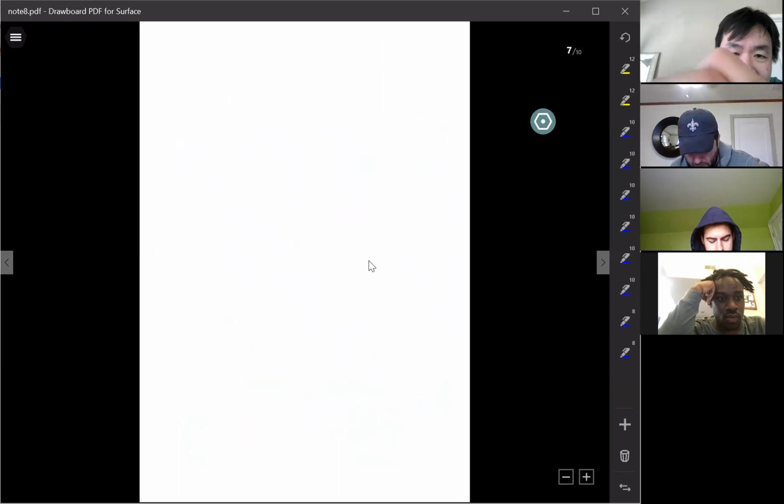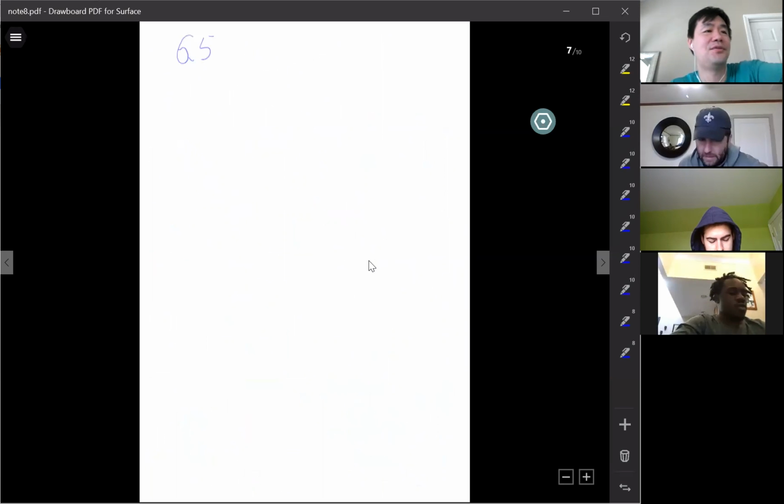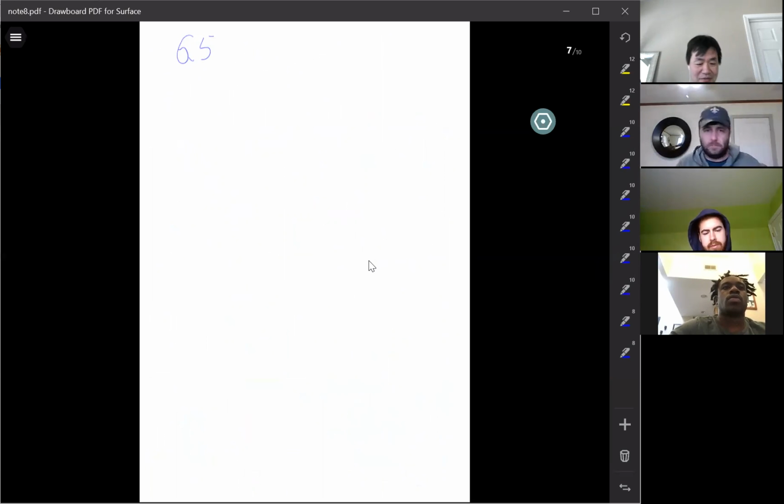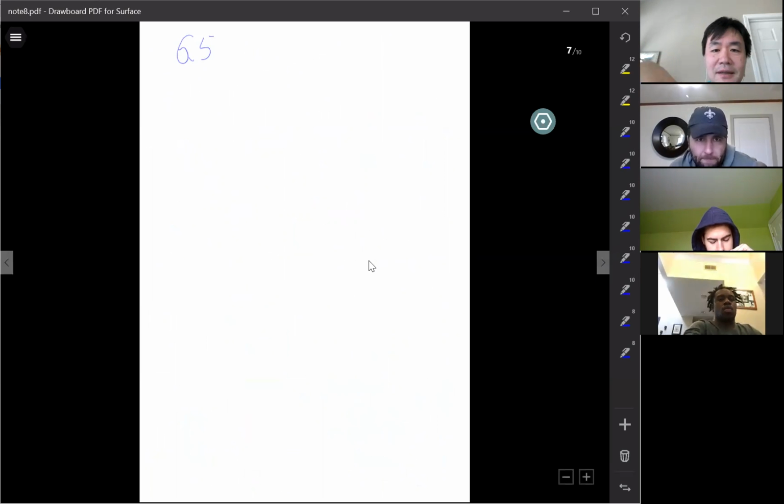Example 6.5. It's a 3D problem, but although it's 3D, you will have three equations, and if you think of the three equations separately, it doesn't matter. You solve it the same way as Example 6.4.